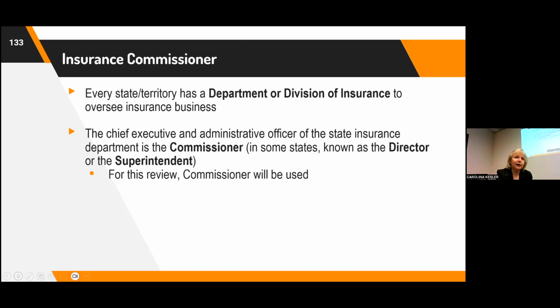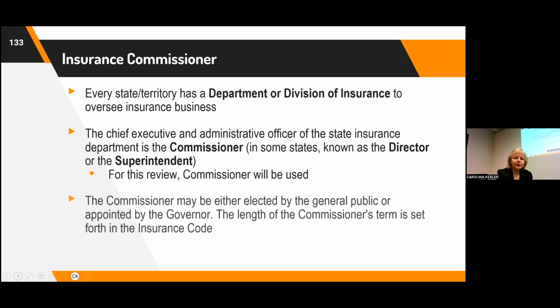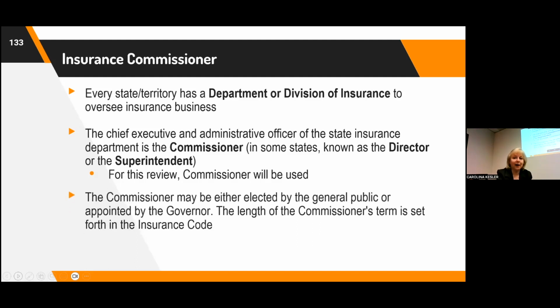For this review for California, we're going to use commissioner, right? The commissioner may be either elected by the general public or appointed by the governor. The length of the commissioner's term is set forth in the insurance code. In California, they get 4 years and they're elected by the people, just like the president, right?